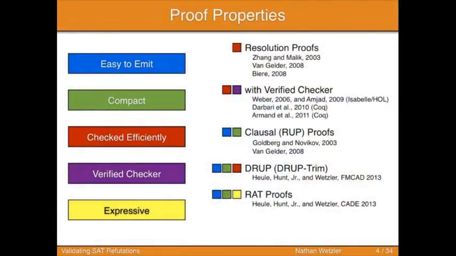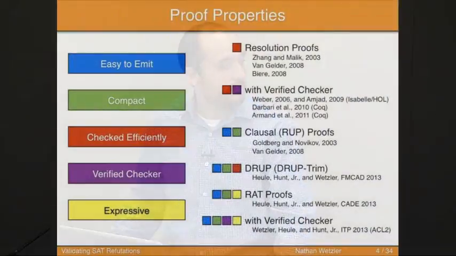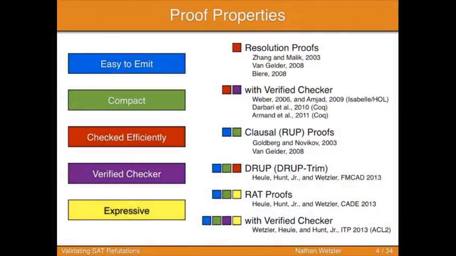Another line of work that we've done is on establishing what we call RUP proofs. These proofs have a more expressive proof format, and so you're allowed to capture a lot more techniques. They're based on clausal proofs, so they're easy to emit and compact, but they're still not very efficient to check. And finally, we have another work where we verified a RUP proof checker in ACL2.